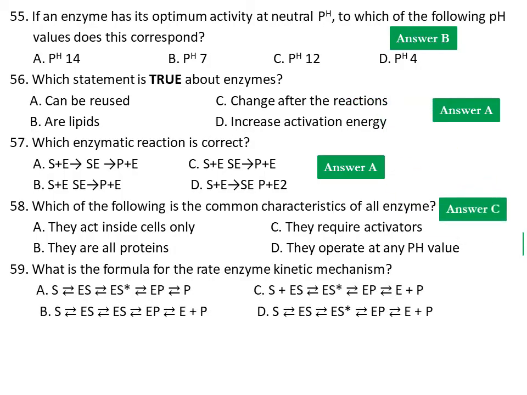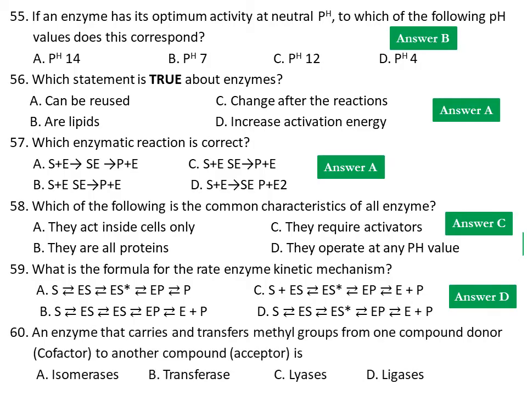So the answer should be C. Question number 59. What is the formula for the rate of enzyme kinetic mechanism? So the answer should be D. Substrate plus enzyme gives enzyme-substrate complex, and the enzyme-substrate complex gives enzyme plus product. So the answer is correctly D.